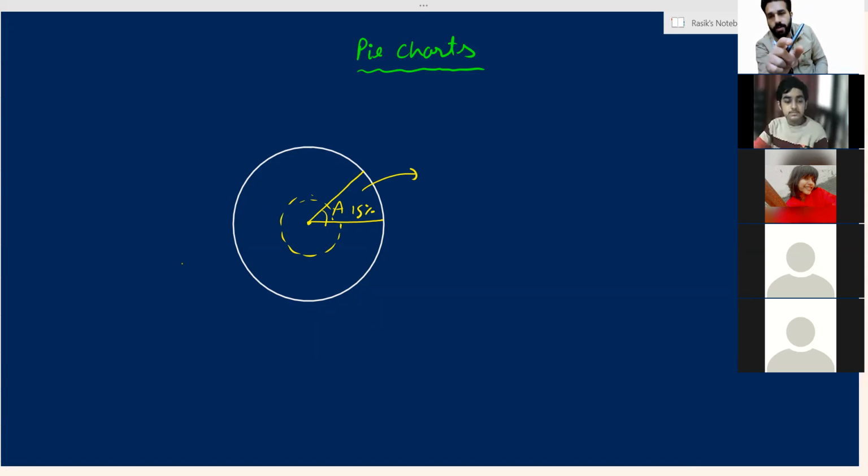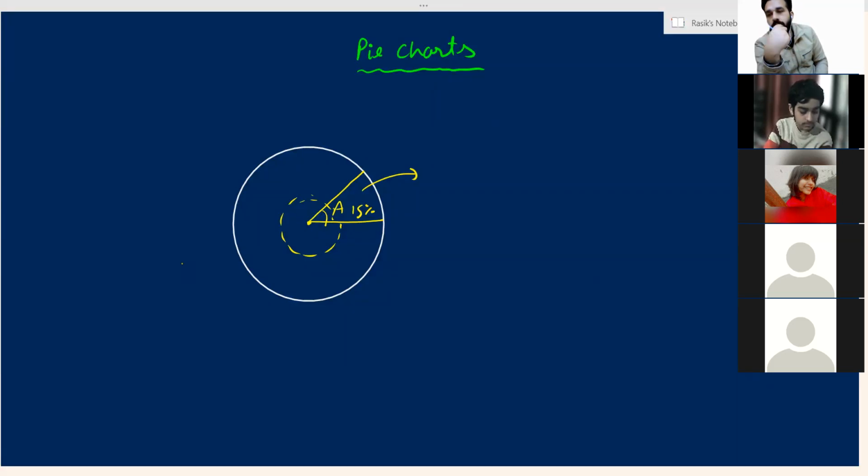It will not be 15 degrees. It will be more than 15 degrees. The percentage is 15%, but how do you change 15% into degrees? 15% means 15 out of 100. Out of 100, their share is 15. What will be their share out of 360? There are many ways of finding it. You can use 15% of 360. Correct, 15% of 360. This is one of the ways of doing it.